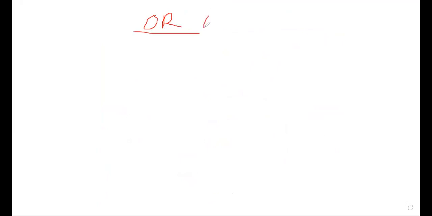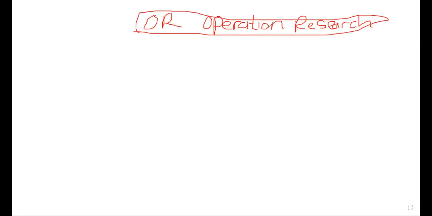So this operation research, the first topic that is covered in operation research is called linear programming. So I'll give a breakdown of the topics covered. So the first one is called linear programming. That is topic 1.